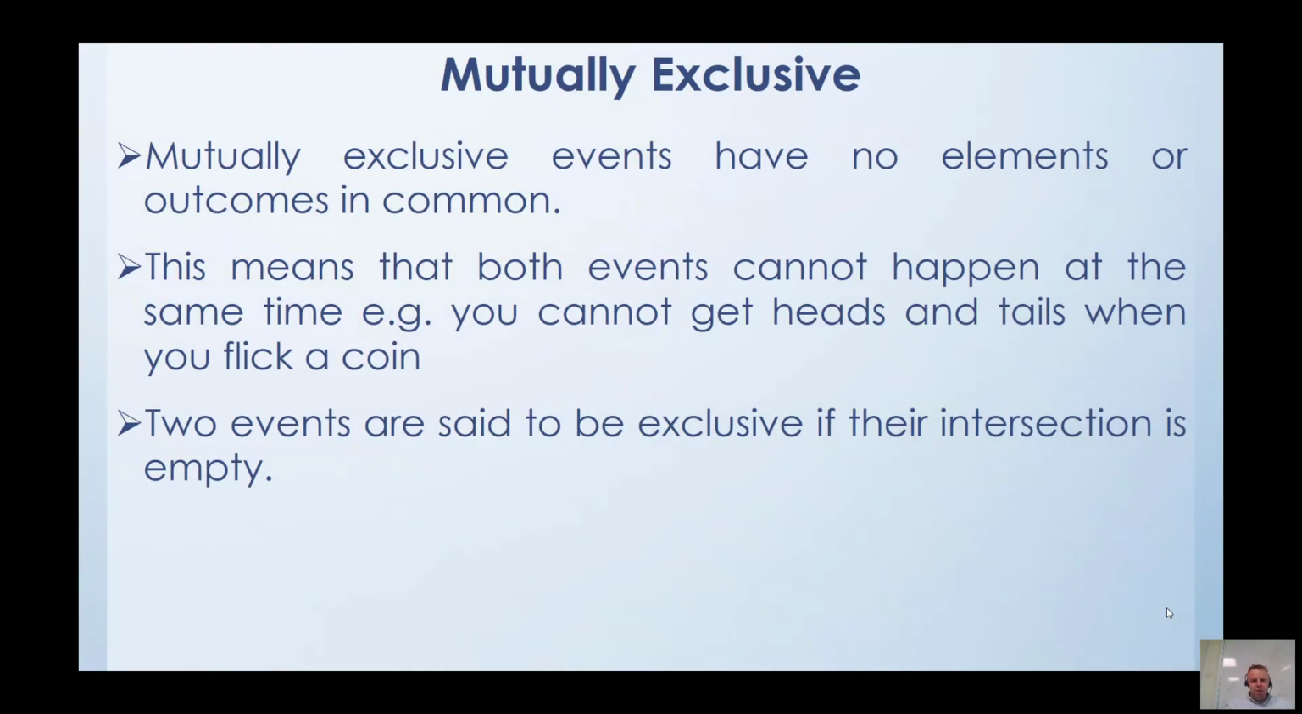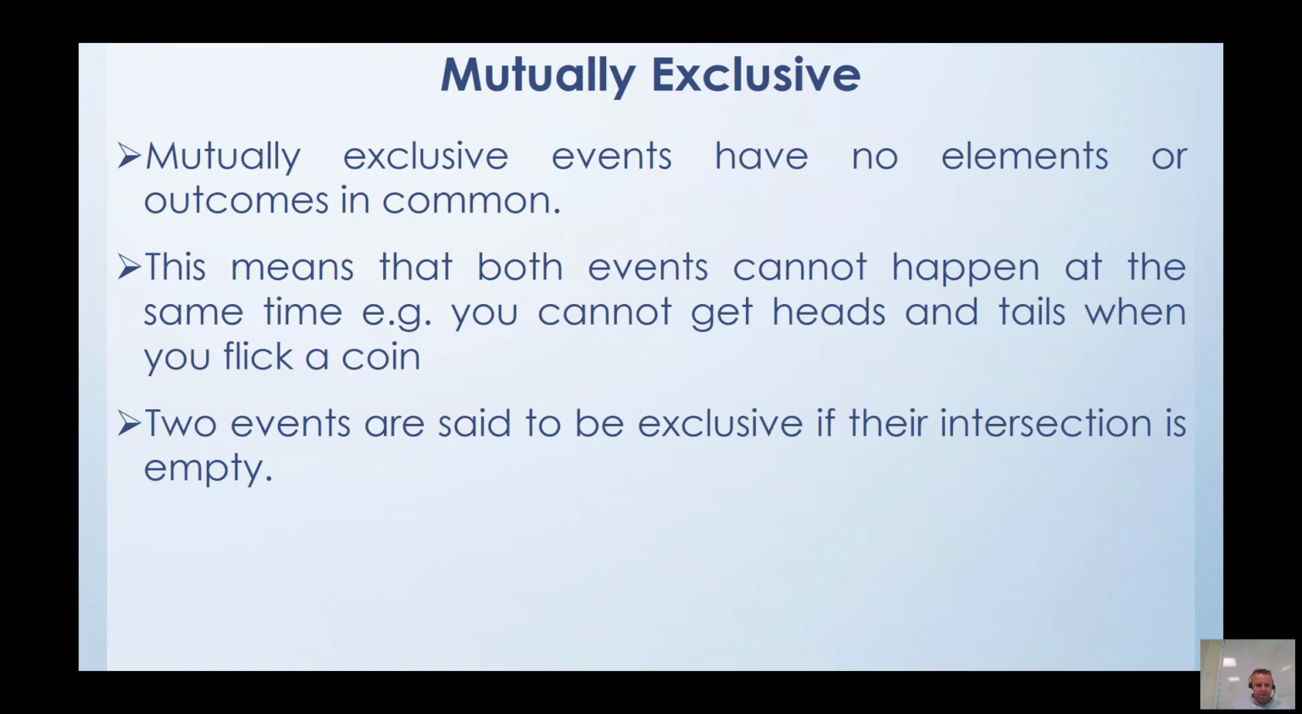Another concept that's important in here is what's called mutually exclusive. Mutually exclusive events have no elements or outcomes in common. This means that both events cannot happen at the same time. For example, you cannot get heads and tails when you flick a coin. If you flick it once, you either get heads or tails. Two events are said to be exclusive if their intersection is empty.